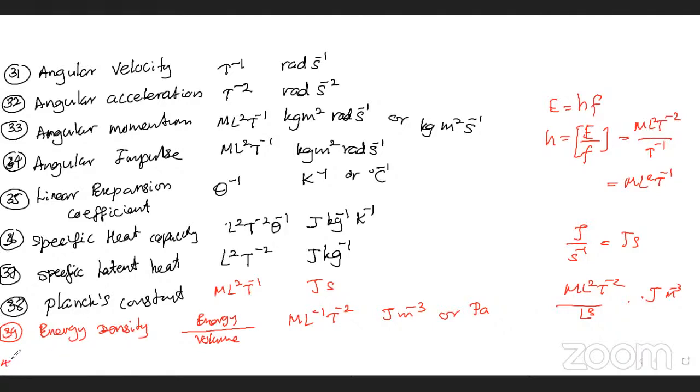And the 40th, the last one, is flow rate. That's volume flowing divided by the time. Volume divided by time, so its dimension is L cube T minus 1. Its SI unit is cubic meter per second: how many cubic meters of liquid flow per second. That's the flow rate. Okay, you can note it down and let me know.